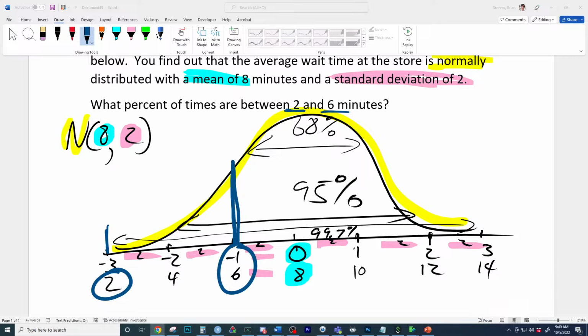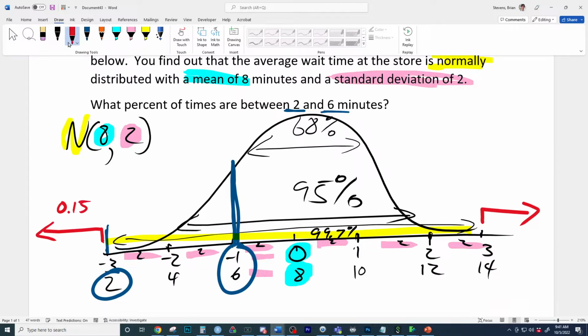So when you do 99.7, what percent of area is outside of 99.7? Like if you have 99.7 on the inside, what percent is outside of 99.7? So what percent? 0.3, right? That means each of these is worth 0.15. Does that make sense? So 0.15 on each side, 0.3 total.